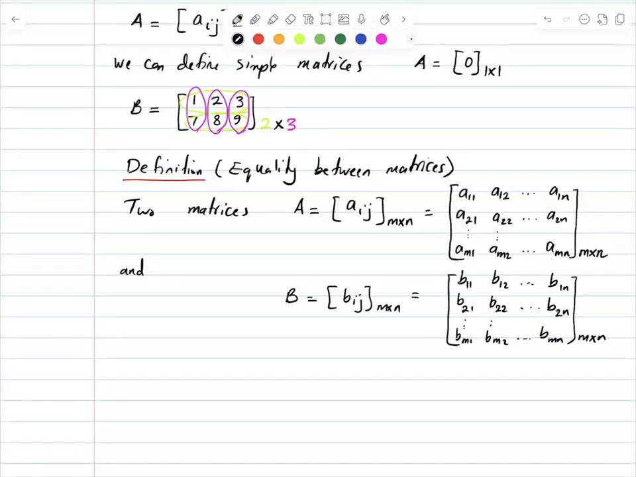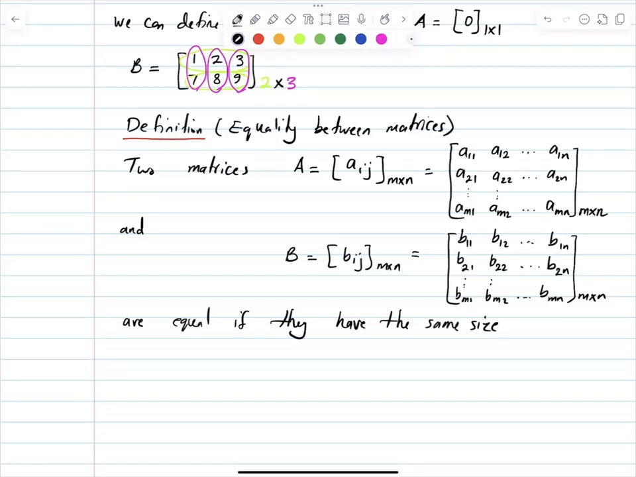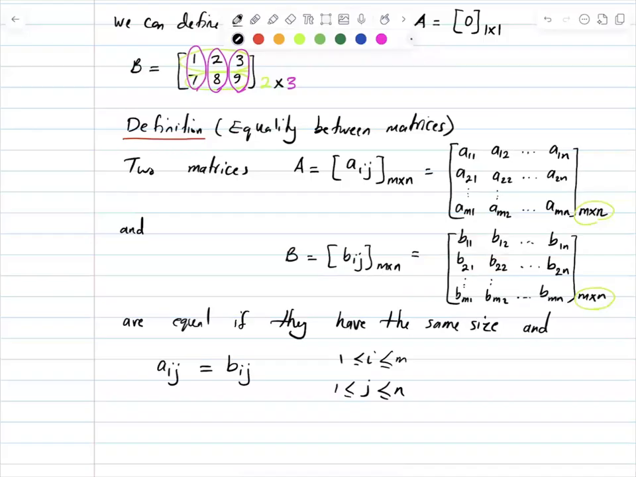So we say that these two matrices are equal to each other when they have the exact same size and entries are equal to each other. We write it this way: two matrices are equal if they have the same size. We already specified that both of them are m by n matrices. If they don't have the same size, there is no point setting them equal to each other. And A sub ij is equal to B sub ij when i ranges from 1 to m and j ranges from 1 to n. So the entries must be equal to each other.